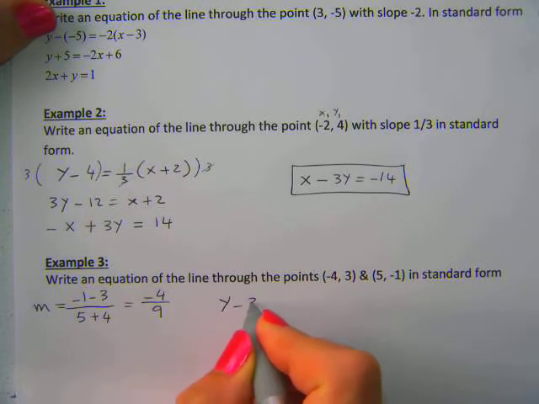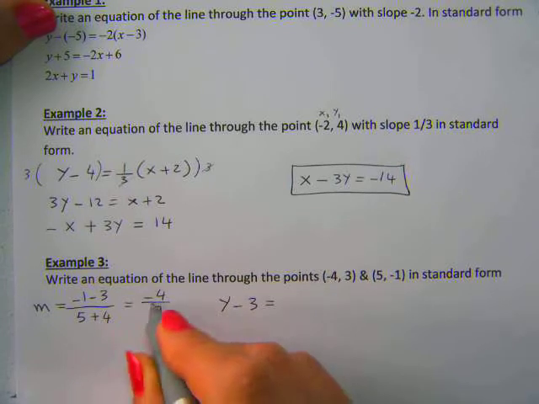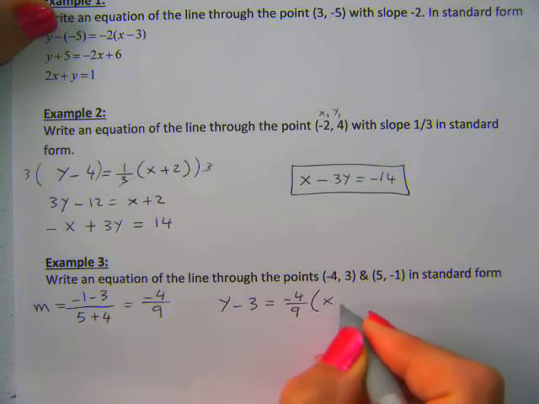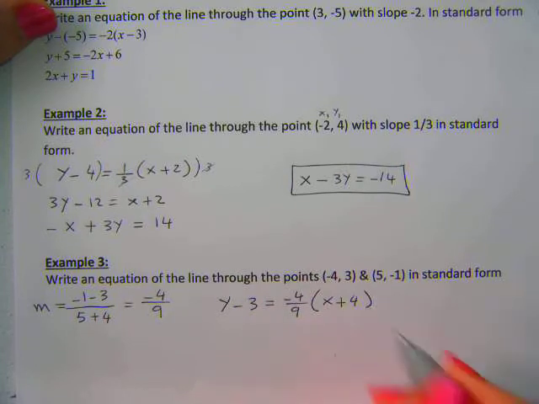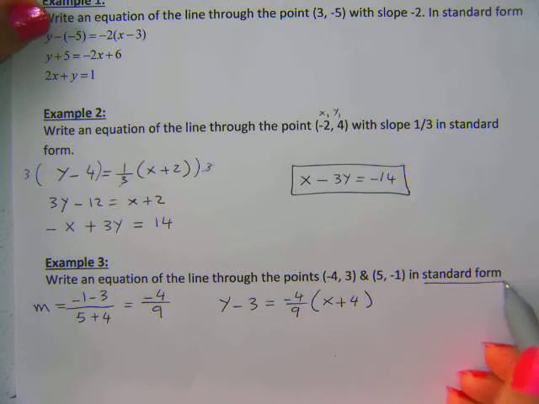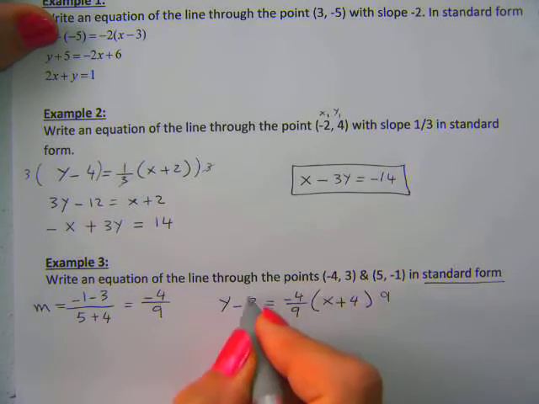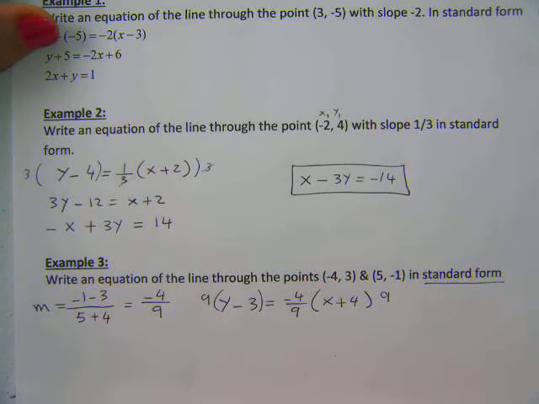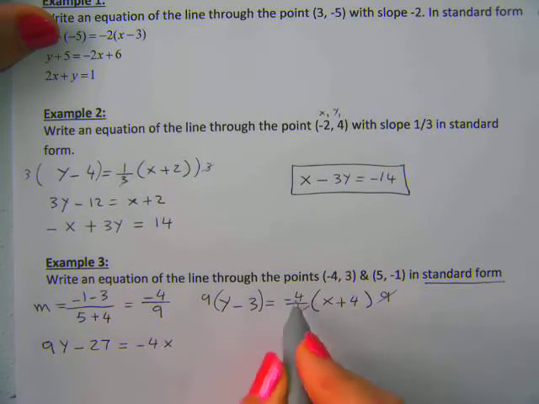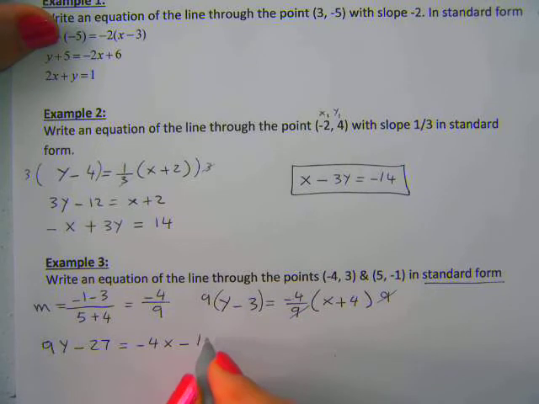y minus 3 is equal to m times (x minus x1). So minus a negative again is positive. Remember, again, you're asked to write it in standard form. So let's multiply both sides by 9 and see what we get. We get 9y minus 27 is equal to, got rid of the 9, negative 4x. Negative 4 times 4 is negative 16.